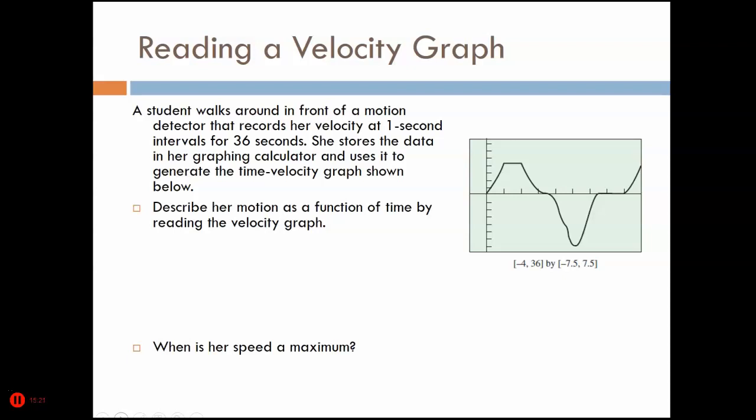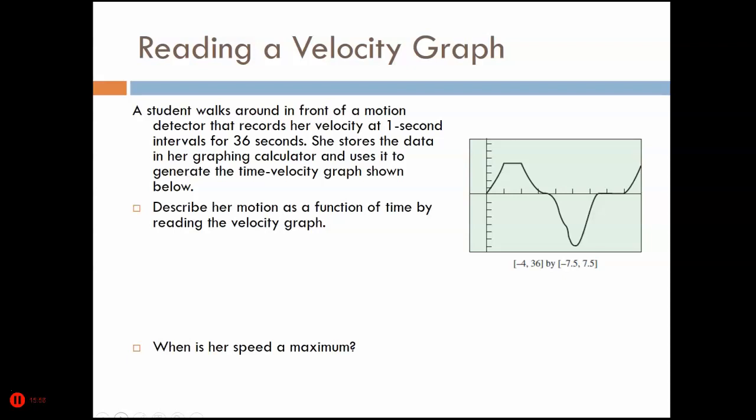All right, so this is actually something that your graphing calculator can do. And in physics, Mr. Mannion might have the little readers, position readers. You can move forward and backwards, and it's like a camera that records your motion. So this is a student in front of a motion detector. It records their velocity at 1 second intervals for a total of 36 seconds. It stores the data in the graphing calculator, and then we use that calculator to produce the following motion graph.